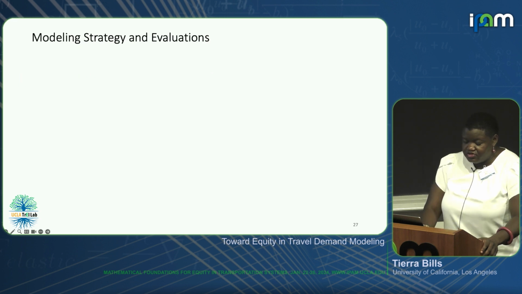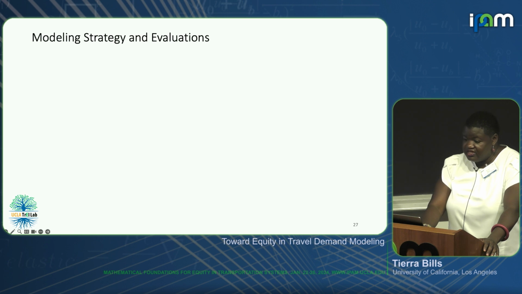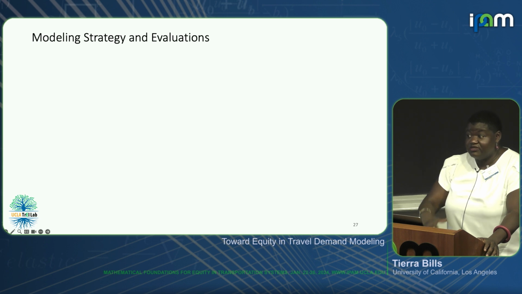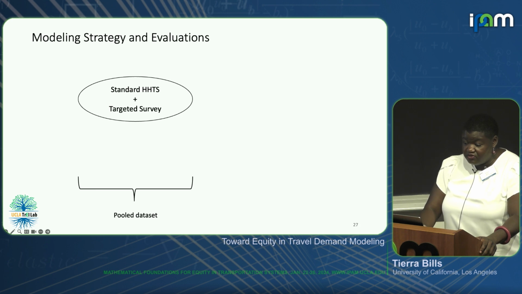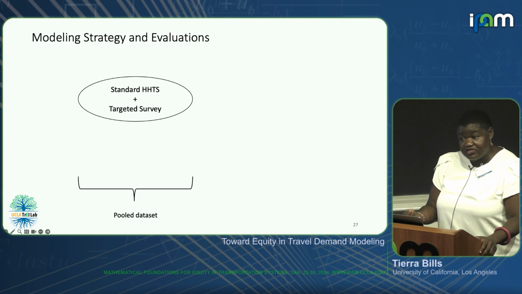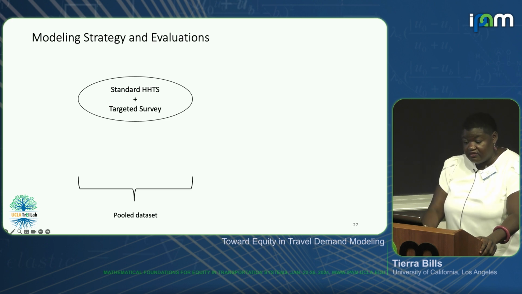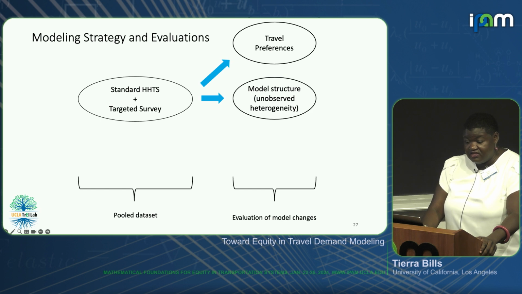So the question now is, what are the benefits of having this targeted data, and how might we use it to improve travel demand models and improve the performance of these models for representing these groups? And so our strategy is to do a combined or pooled data set so that we can do joint estimation of preferences and also investigate how these data might influence the structure of the model itself.